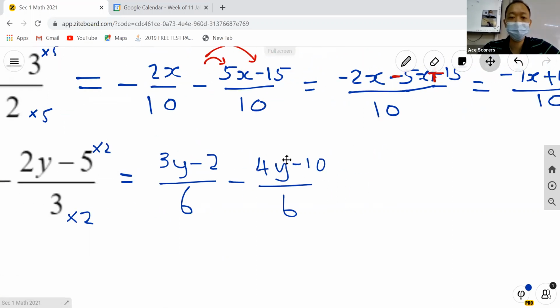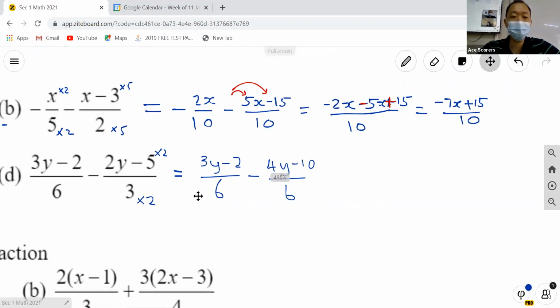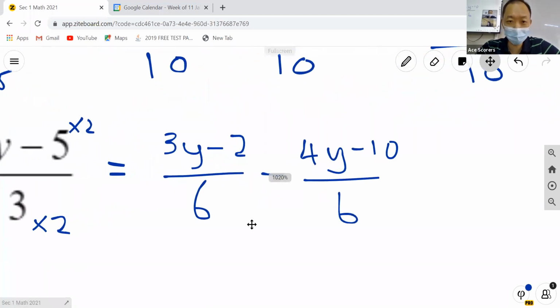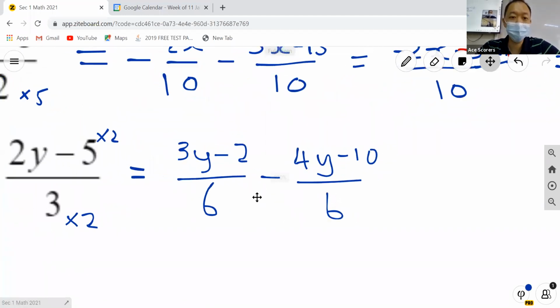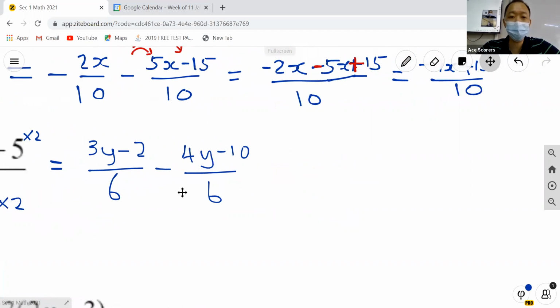Okay, can? Alright, you should be able to at least get this step. Everyone has difficulty getting this step, just the first one. Can you get this thing? Okay, so now the next one is to combine them. We know that they have the common denominator 6, and then this is 3y minus 2.